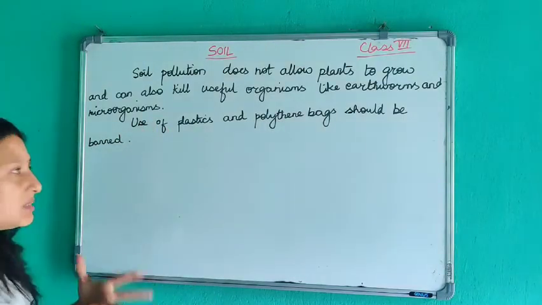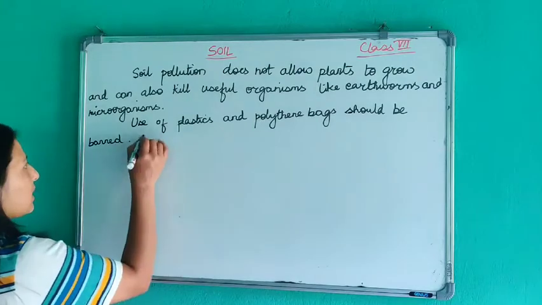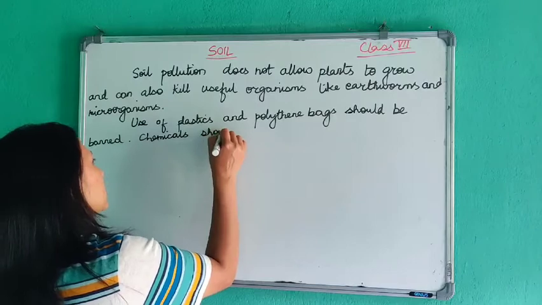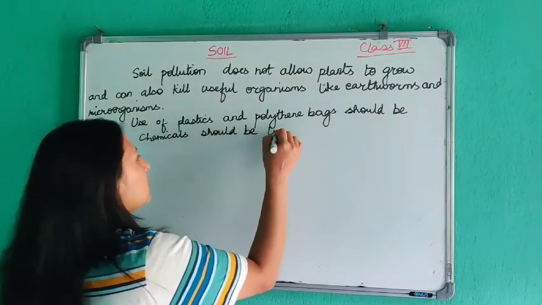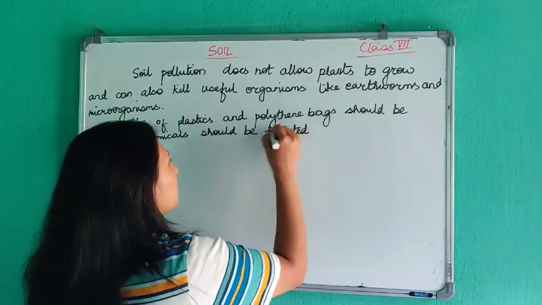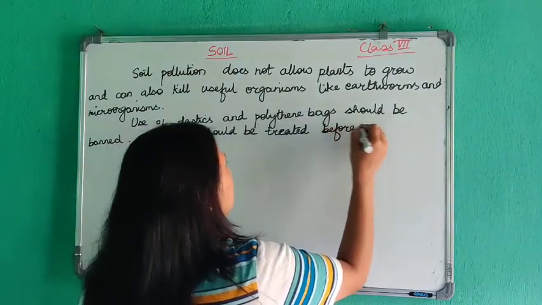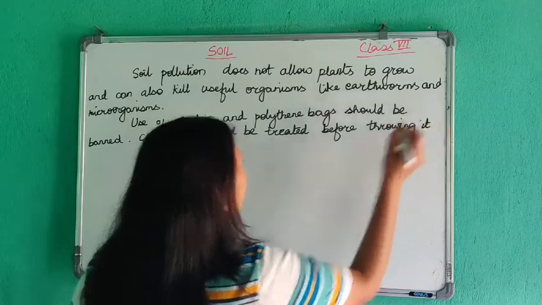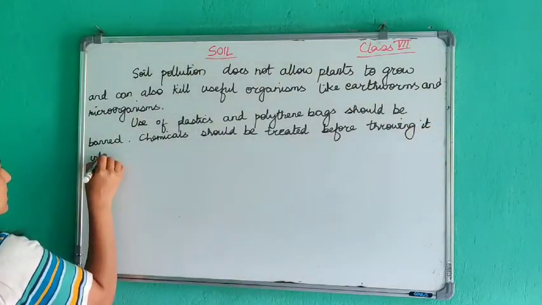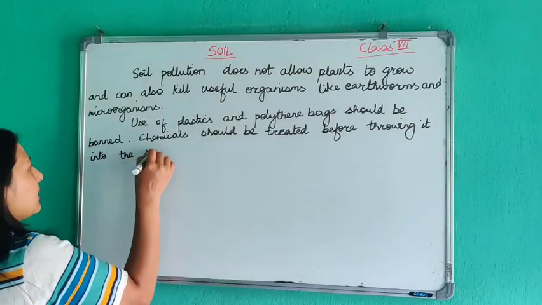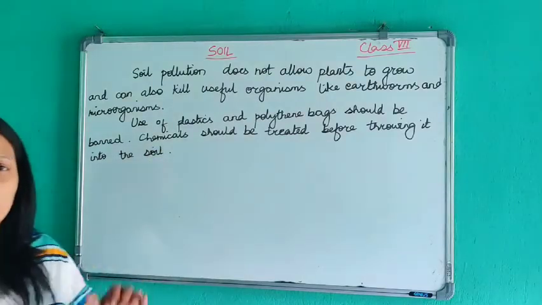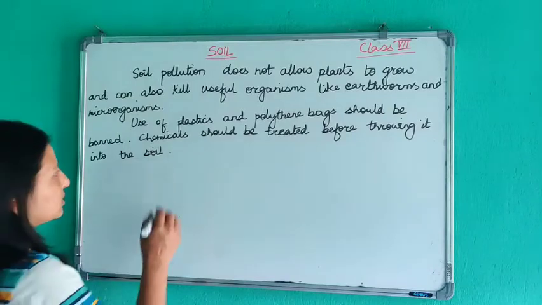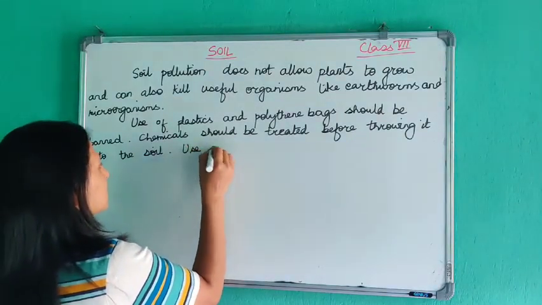केमिकल्सहरु जस्तो पेस्टिसाइड्सहरुले अनि फ्याक्ट्रीको वेस्टहरुले. So chemicals should be treated before throwing into the soil. Soil मा फ्याक्नु भन्दा अगाडि पहिला त्यसलाई राम्रोसँगले ट्रीट गरेर त्यसको नराम्रो पोइजनस सब्स्टेन्सहरुलाई सबै हटाएर मात्रै त्यो सोइलमा फ्याक्नु पर्छ.